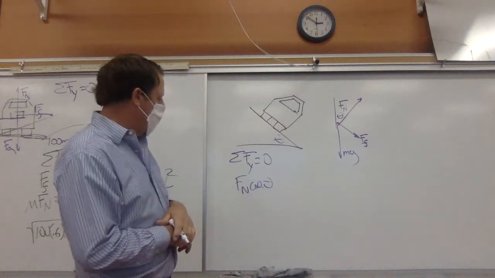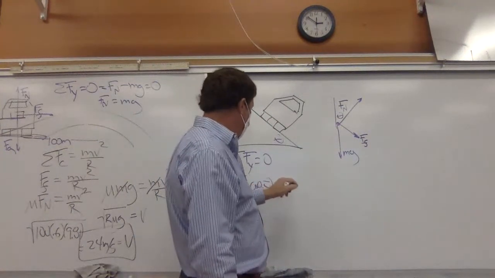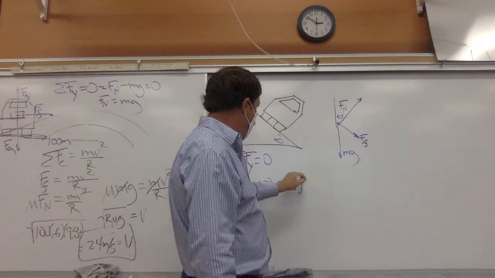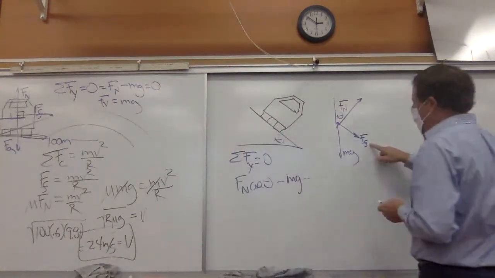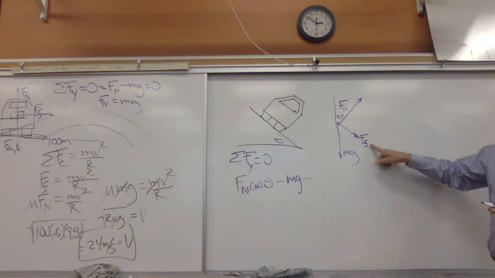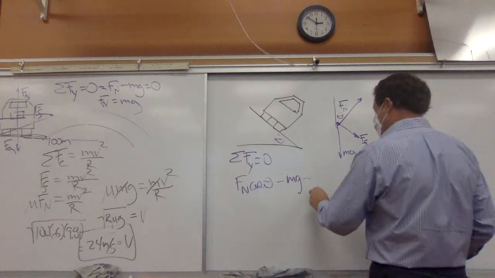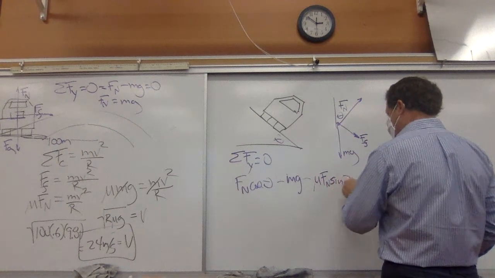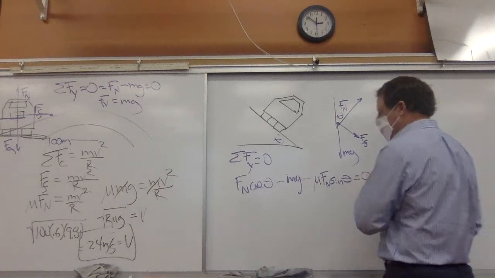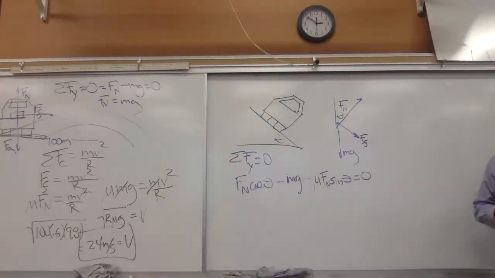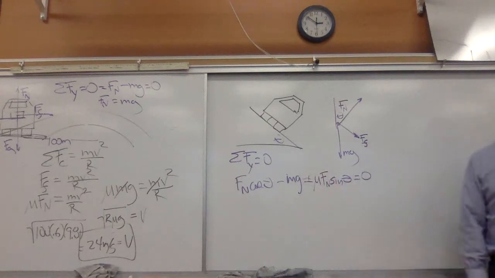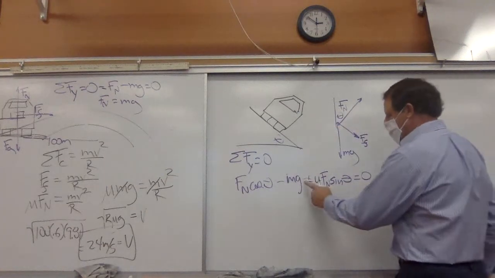Okay, force normal cosine theta minus mg minus the force of friction, which is mu force normal sine theta. So this would be mu force normal sine theta, and that would equal 0. Okay, and if we really think about it, we could say plus or minus there. Again, I'm only drawing it as if we're going too fast.